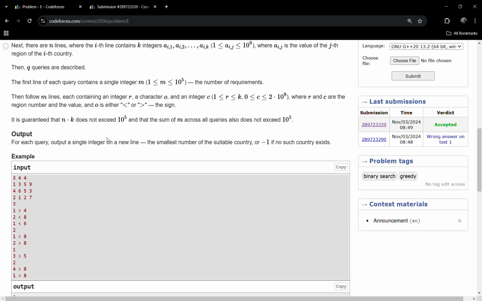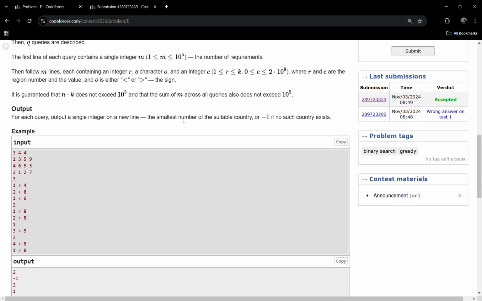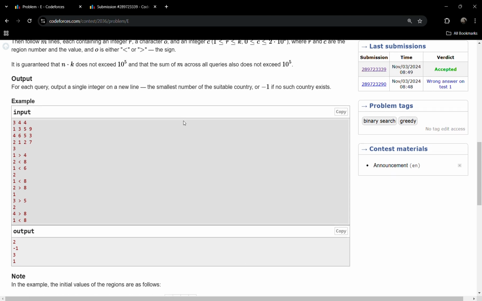So let us take a look at the constraints. n times k does not exceed 10 to the power of 5, meaning you can build the OR matrix conveniently. And the sum of m across all queries also does not exceed 10 to the power of 5. So we can write an O of m log n solution. Basically we have to do binary search.